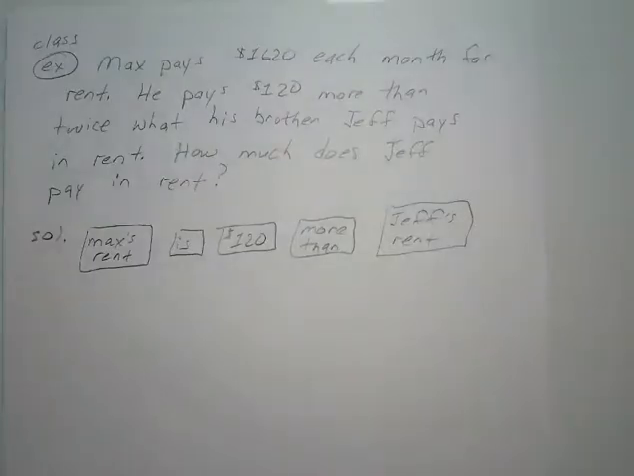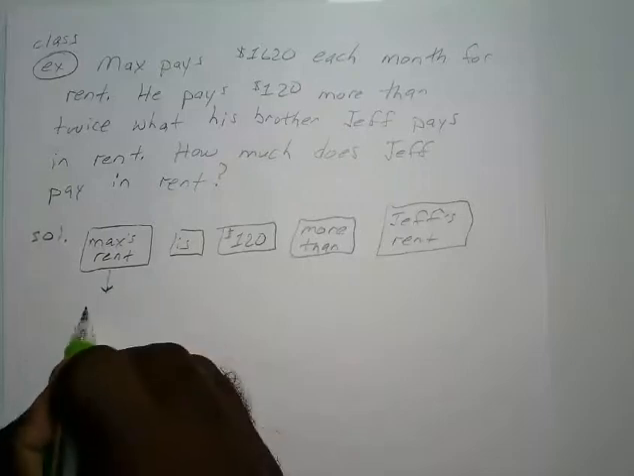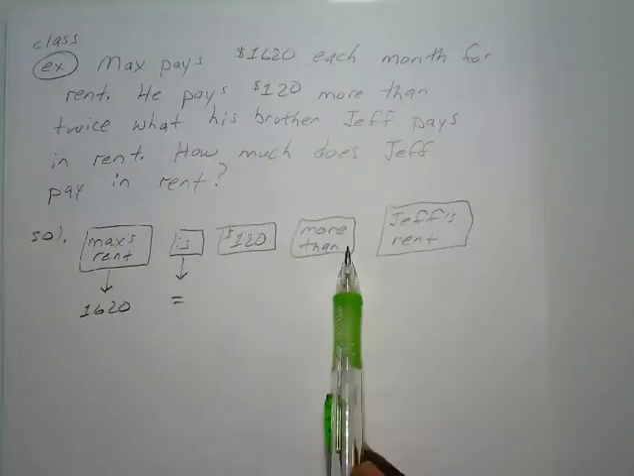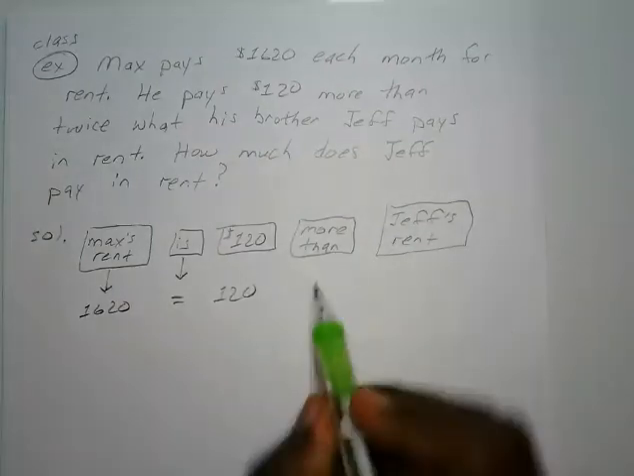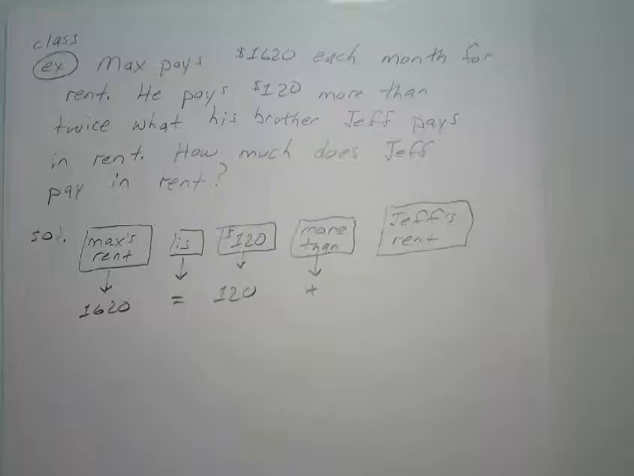Okay, so that's what they've given us so far. We just got what they gave us and we rewrote it. If we know that Max's rent is $1,620, remember, is means equal to $120 more than Jeff's rent. So 120, we know that more than equals plus Jeff's rent. Well, we don't know what Jeff's rent is because that's what we're looking for.